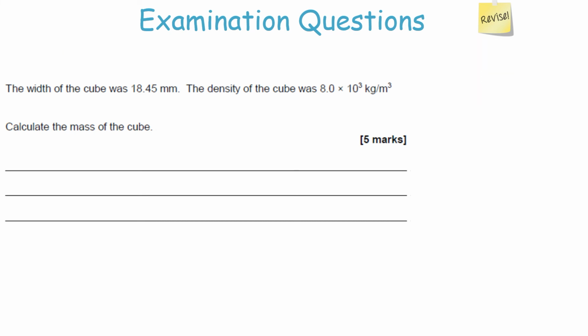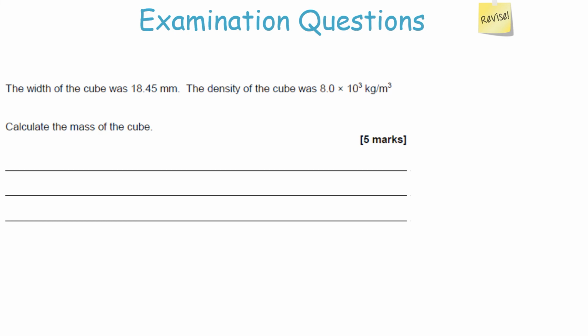Right, this question's worth 5 marks and for good reason, because there are a few things we've got to do before we can get our answer out. Now, we know density is equal to mass over volume, but before we can use that equation, we've got to work out the volume. In a cube, the volume is equal to the length cubed, and we've got the length to be 18.45 millimeters. But before you work out the volume, remember we don't work in millimeters, we work in meters.